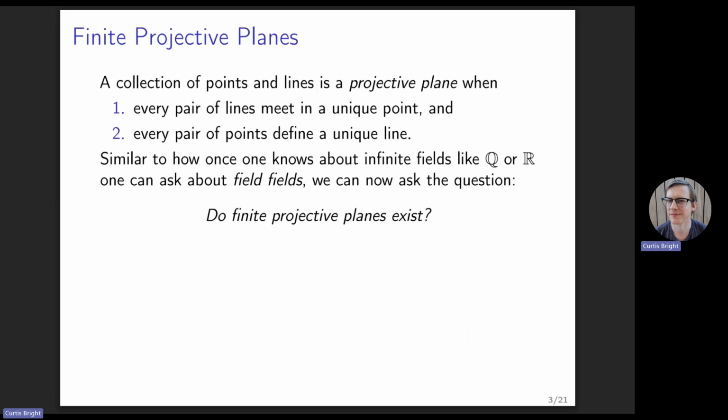And so we can axiomatize this. There are 2 simple axioms. Every pair of lines meet at a unique point, and every pair of points define a unique line. Okay, so those are going to be my 2 axioms.